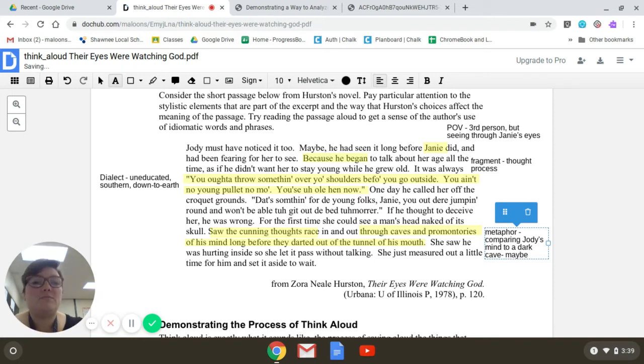So maybe we'd say Jody is deeper than we originally think. Okay, cool. So now what I need to do is take all of these things that I've noticed and kind of back up and see them as the full picture. Why is the author making these particular choices? What is she trying to lead me to?